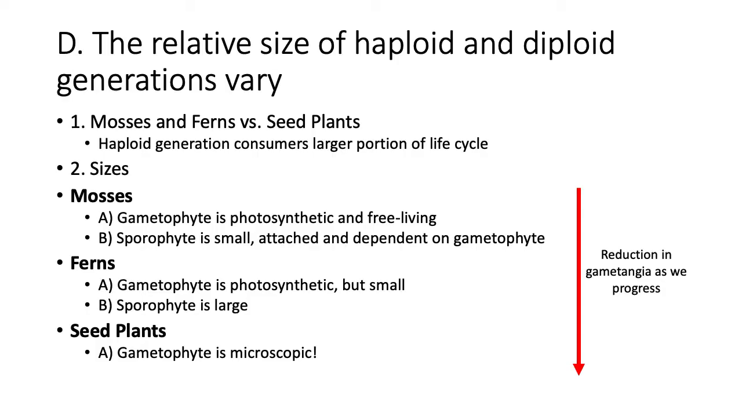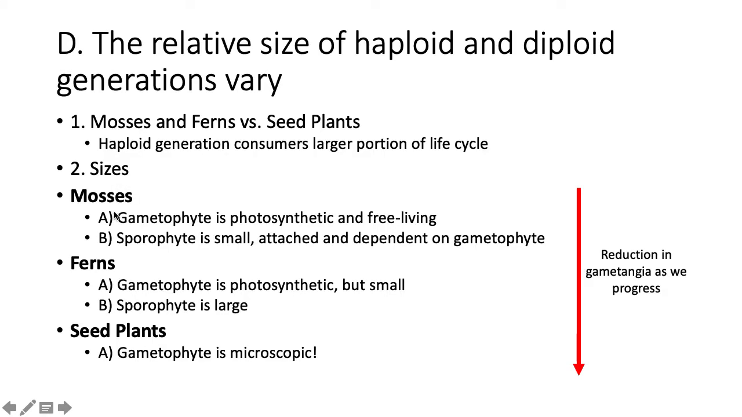Okay, back to notes. You're going to see that as we go through the evolutionary history of plants, from simple to, let's just say, most complex, the size of these haploid and diploid generations varies. We're going to start off where the life cycle of a plant is mostly haploid. And as we progress, the haploid state gets smaller and smaller, and the diploid generation kind of takes over. So when I talk about mosses and ferns versus seed plants, the haploid generation consumes more than 50% of the life cycle.